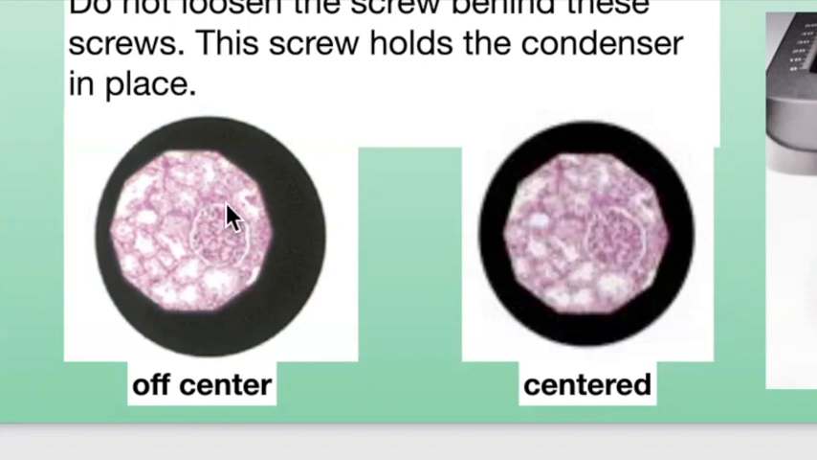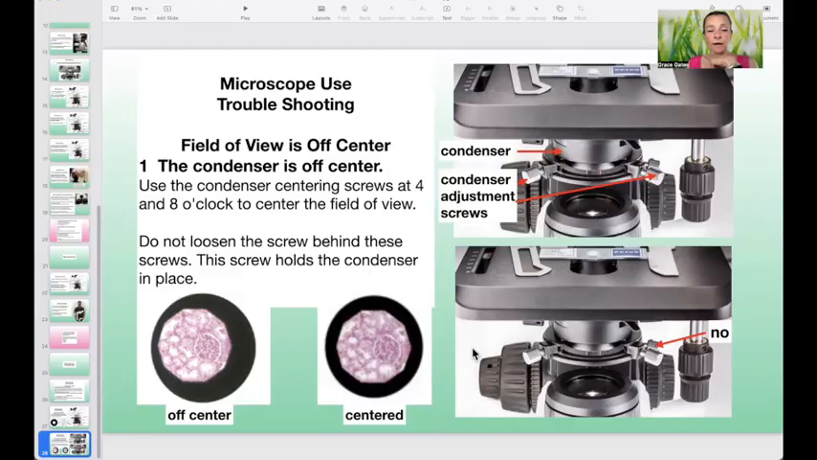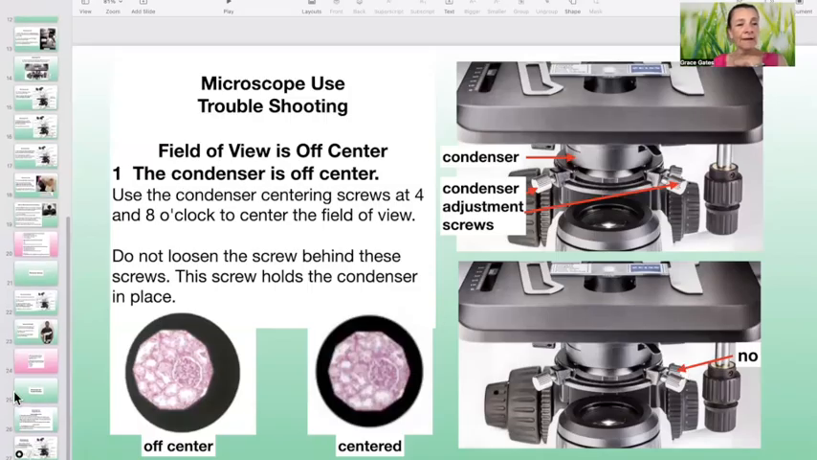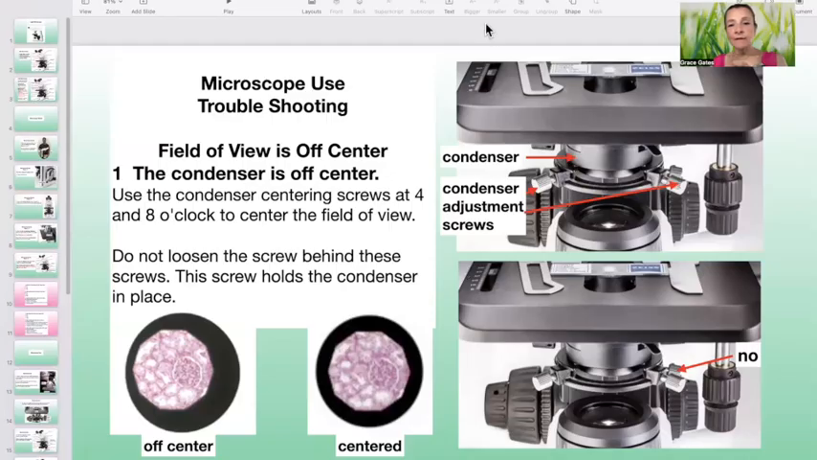Now notice in this picture here, the field of view is not only off-center, but also the field diaphragm is closed. So you would center it, and then you can open the field diaphragm for a full, circular field of view. There is a little screw behind the condenser adjustment screws that is at about 3 o'clock on the right. Don't use that screw. That's actually holding the condenser in place, and you don't want to completely undo the position of the condenser. So that's it for troubleshooting. Anything beyond that, ask your professor. All right. So that's it.